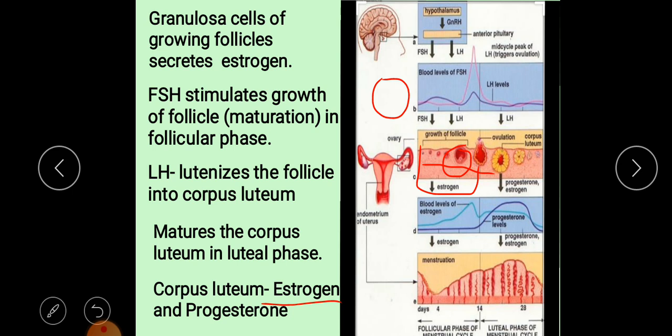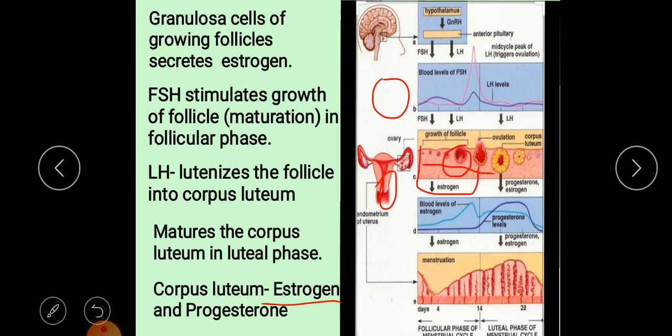Once they produce the estrogen, it plays several very important roles. The first one is that it initiates the thickening of the endometrium wall. If you see the structure here, the endometrium wall thickens because of the secretion of the estrogen. Okay. And it helps in the preparation for implantation of the zygote.